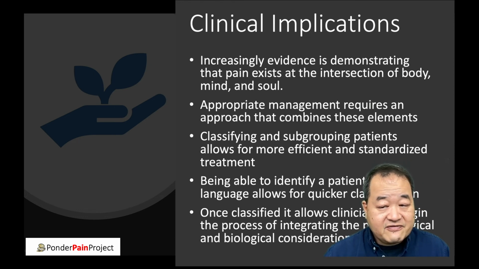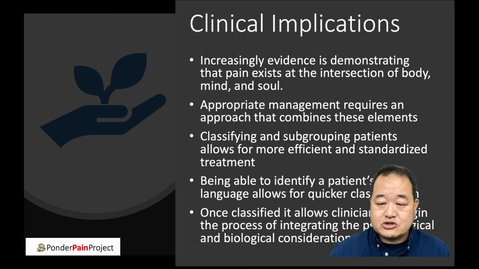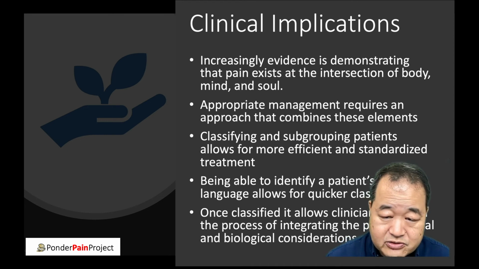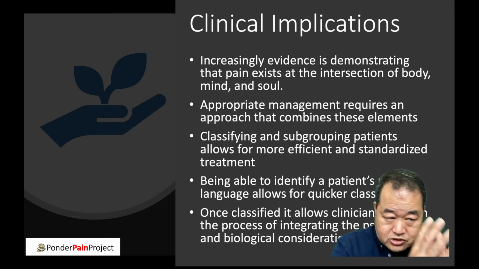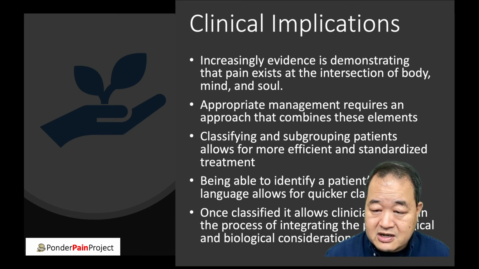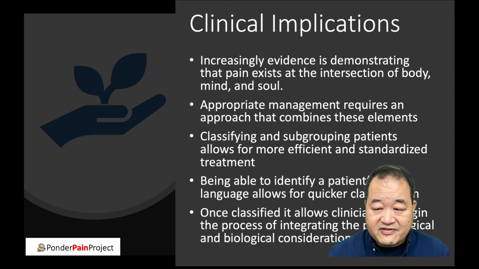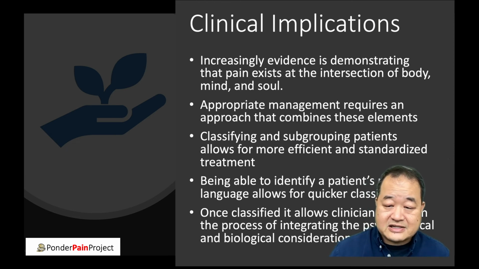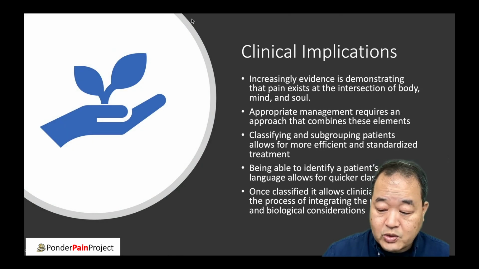If we can begin to classify and subgroup our patients, this allows for more efficient and more standardized treatments. And it allows us to identify a patient's pain language, allows us to more quickly classify them into silos or chutes that we need to start to incorporate as we interact with someone from a psychological and social aspect. Once we classify it, it allows us as clinicians to begin the process of integrating these psychological components with the biology of what we're trying to work on as well.